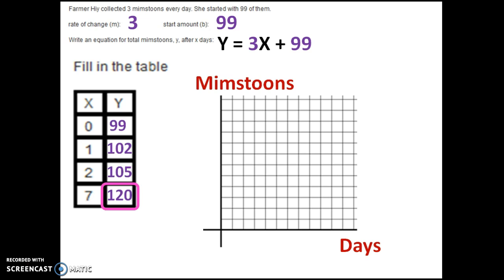So here we're going to use a y value and we're going to scale it by 10. So each line is going to represent going up by 10. And then we can plot our points. So at x is 0, where we've had 0 days pass, we are at 99. It's very close to 100. After 1 day, we are at 102. 2 days, 105. 7 days, 120. We can graph this and have a line.